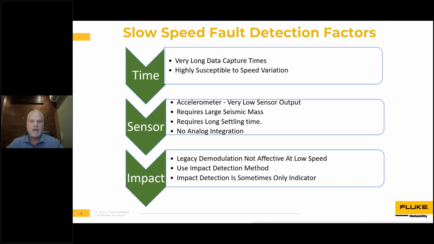So sometimes, and we certainly find this quite a bit, and even very recently we had a case where impact detection was the only indicator. We saw nothing in the regular spectra and the regular time waveforms. We only saw it in the impact detection algorithm, usually paired with some sort of oil sample changes, some sort of metal in the oil. Those two oftentimes in a very slow gearbox is our only indication.